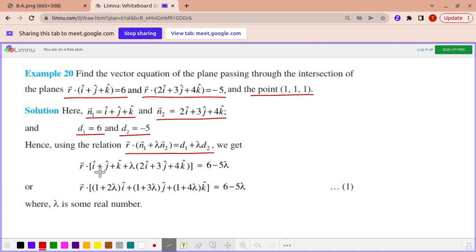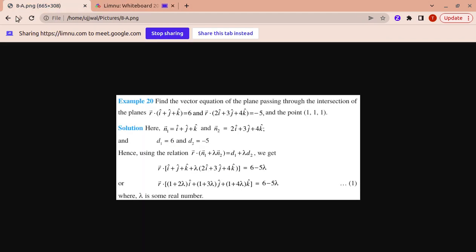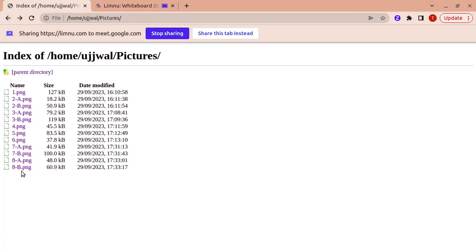Now all these values of n1, n2, d1, d2 we apply and we get this equation, and after simplification we get this equation. Lambda is a real number. Now, as this particular plane is passing through the point 1 comma 1 comma 1, that hint is going to help us to find the value of lambda. How? I am going to show it to you now.